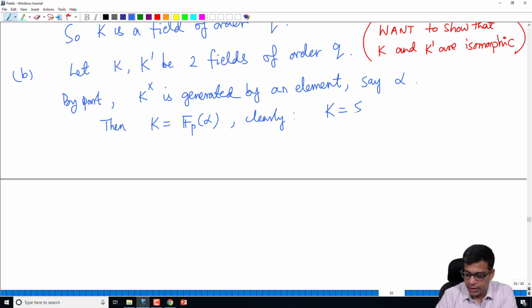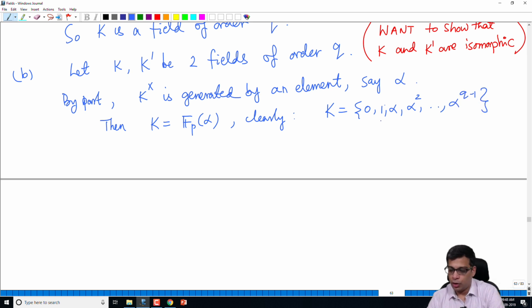Because what is k? It is actually 0, 1, alpha, alpha squared, up to alpha power q minus 1. Because other than 0, the remaining elements are in k cross, which is a cyclic group of order q minus 1 generated by alpha. So k cross contains elements of the form 1, alpha, alpha squared, up to alpha power q minus 1, and k of course contains 0, so k is this. What is the meaning of being Fp(alpha)? That means every element of k is supposed to be a polynomial in alpha. In fact, every element of k is a very simple polynomial in alpha: every element of k is either 0 or a power of alpha. So this is certainly true.